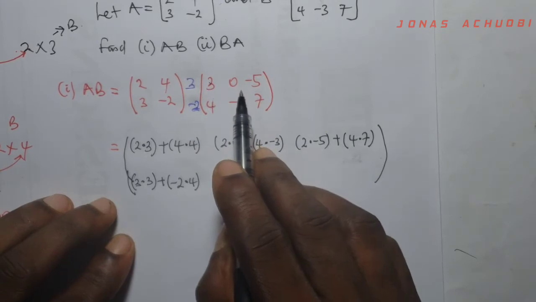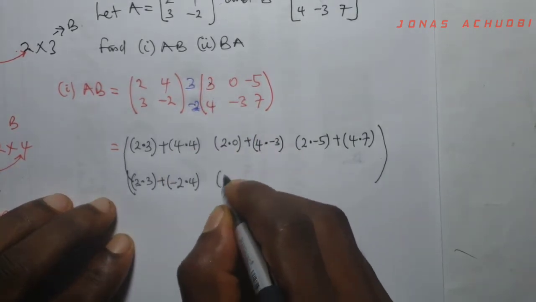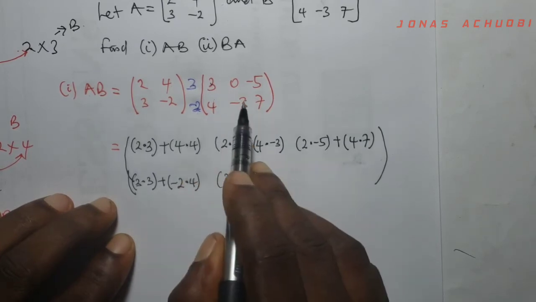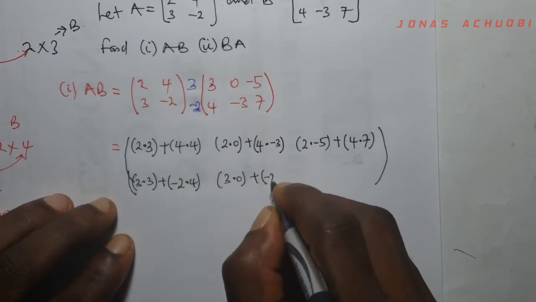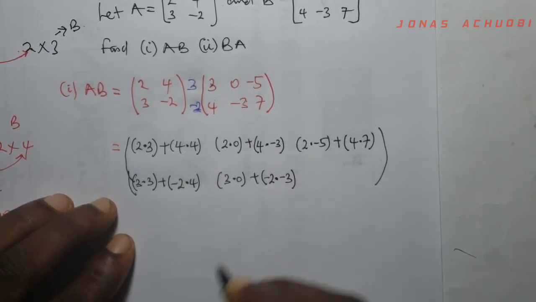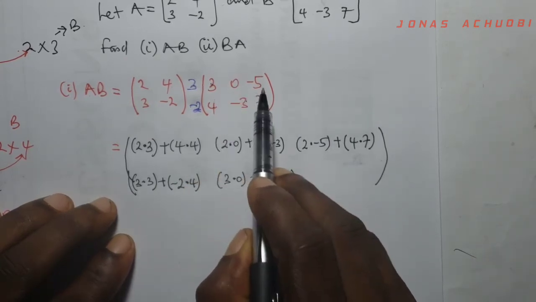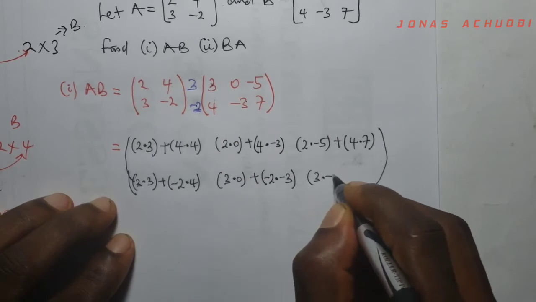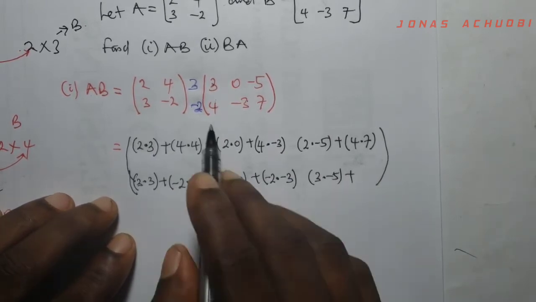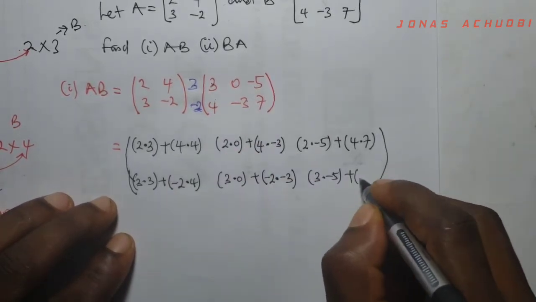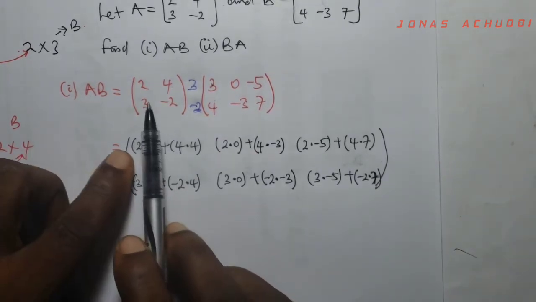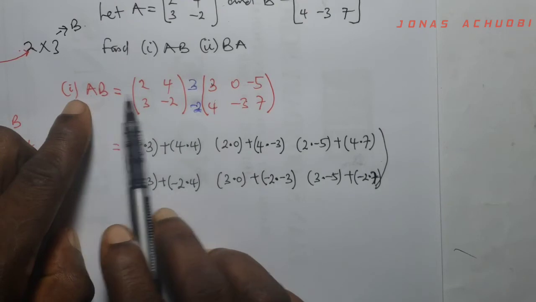And I move to the second column. 3 times 0 plus negative 2 times negative 3. I'm done with the second column. Now in the third column, 3 times negative 5 plus negative 2 times 7. Now, I've exhausted all the rows of matrix A.